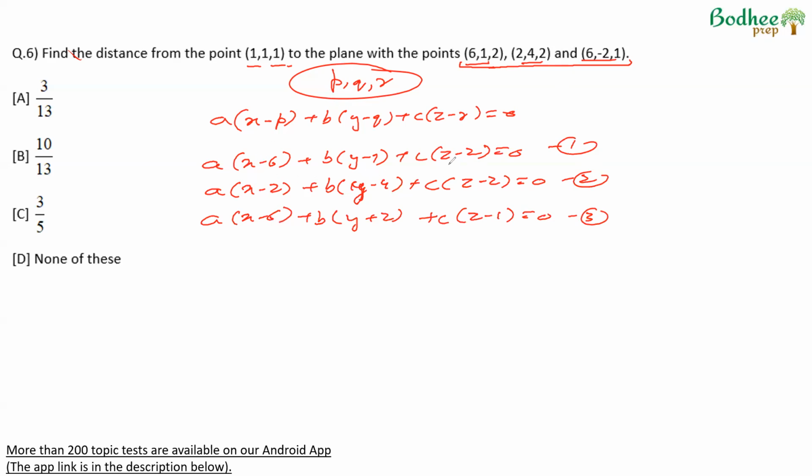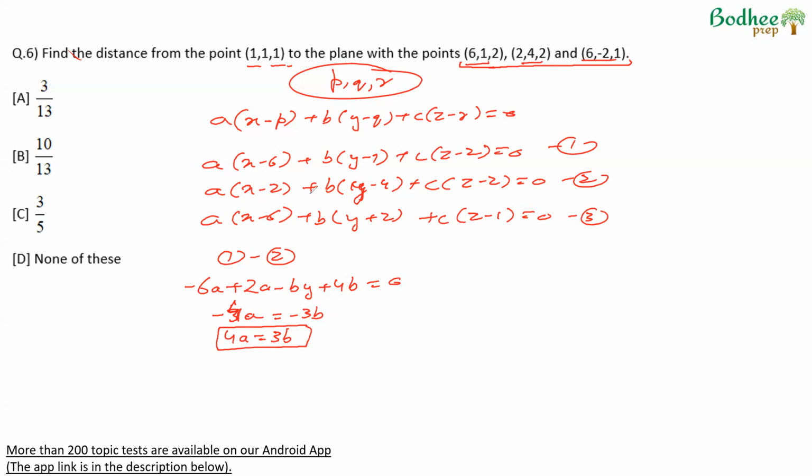For example, here we have z minus 2, z minus 2. So what I do is I subtract equation 2 from equation 1. ax cancels, minus 6a plus 2a, by cancels, minus b plus 4b, these two terms cancel, is equal to 0. So this gives me minus 4a plus 3b is equal to 0. Therefore, 4a is equal to 3b. This is the relationship that we get.